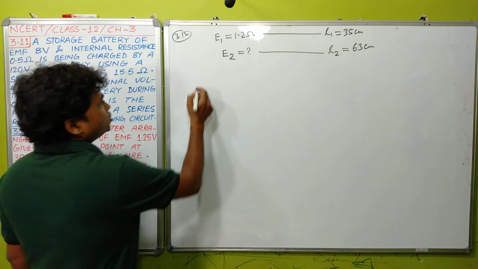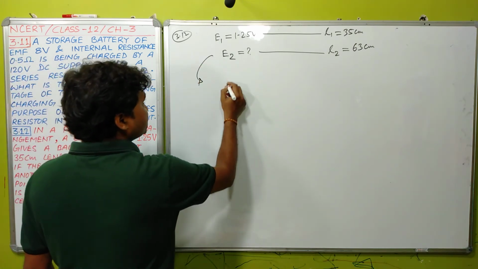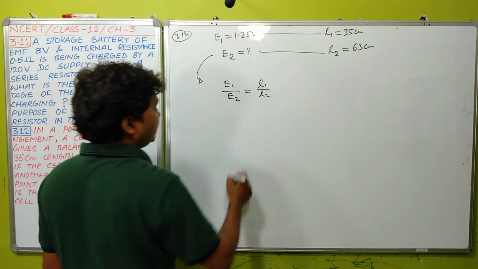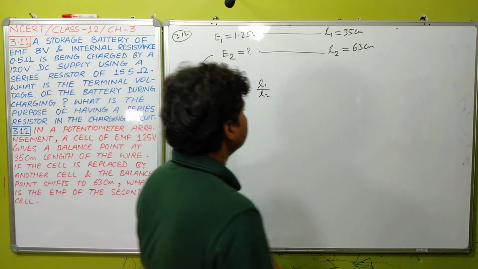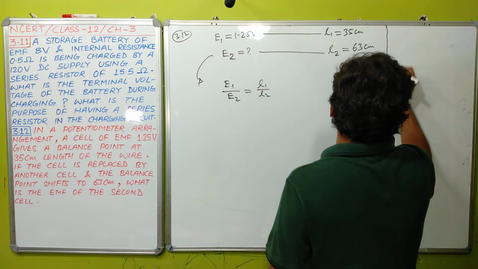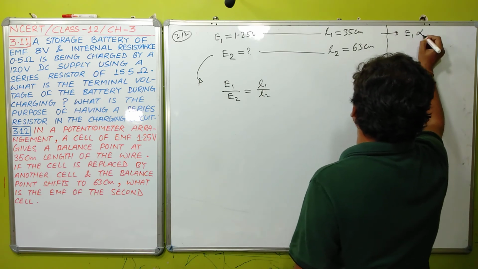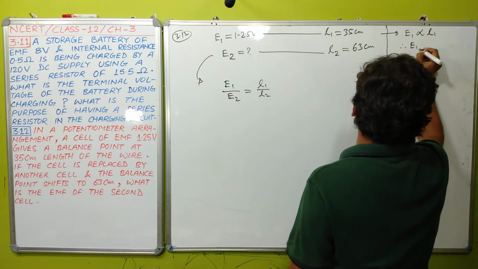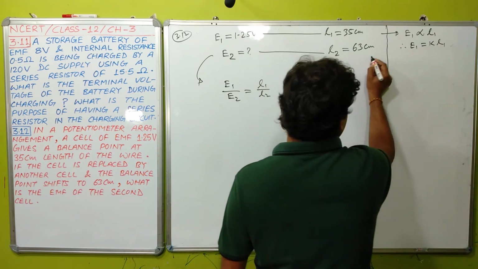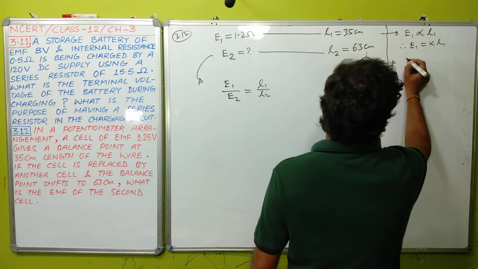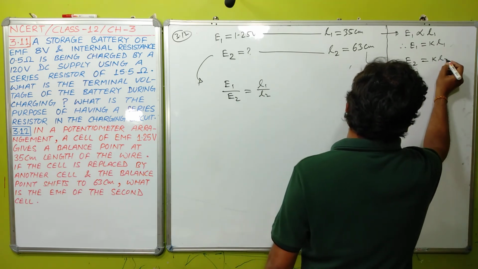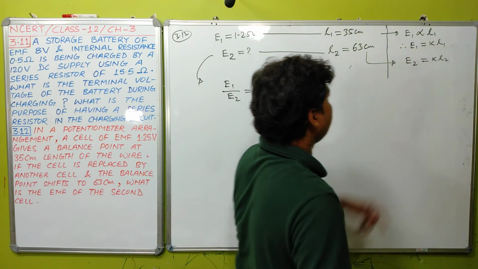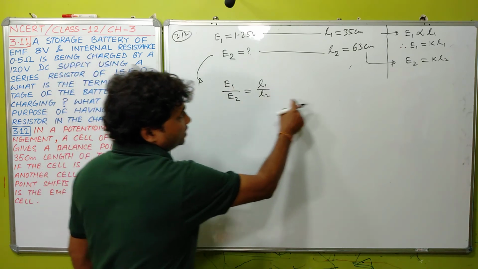Okay student, you know very well that in the case of a potentiometer, we can write E1 by E2 equals L1 by L2. In fact, how we write this relation, you can understand. In the case of balancing length, the EMF is directly proportional to balancing length, meaning you can write E1 equals K L1. Similarly, for the second cell, you can write E2 equals K L2. When you divide these two, this K will cancel out and finally you will get the relation E1 by E2 equals L1 by L2.